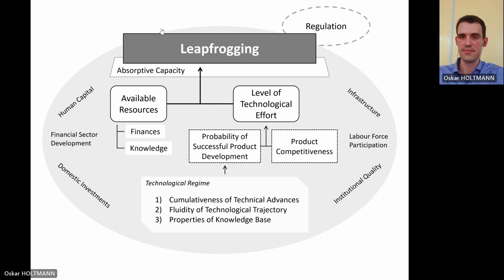Oscar, I have a question. When you talked about absorptive capacity, the chart that you have in front of us is basically saying that all these things contribute to absorptive capacity, so they all funnel into absorptive capacity, which then tells us how ripe a country is for leapfrogging. Did I get that correct?